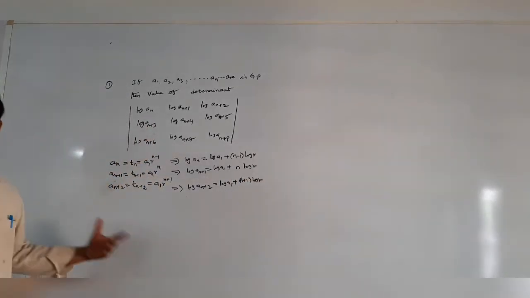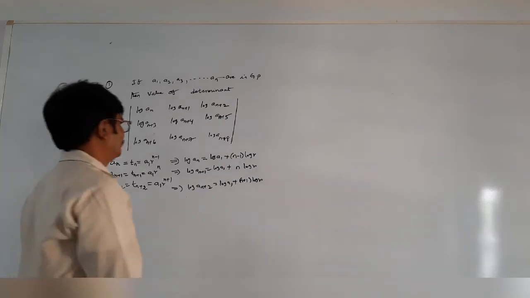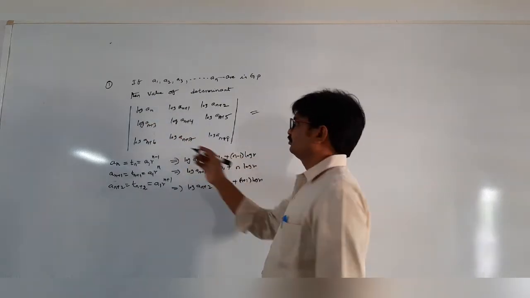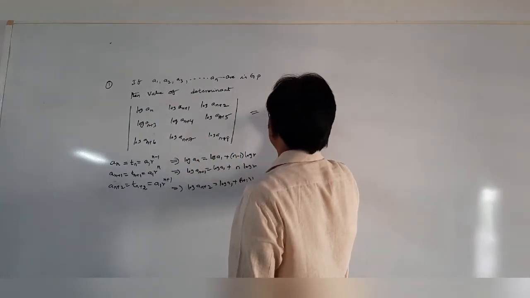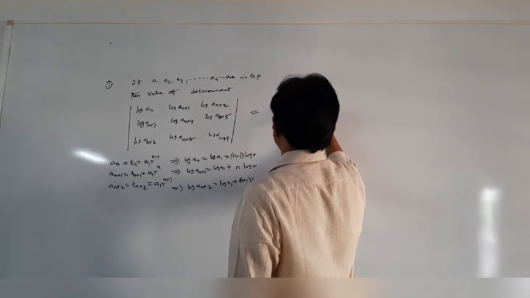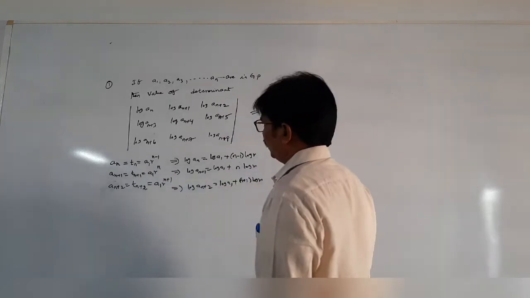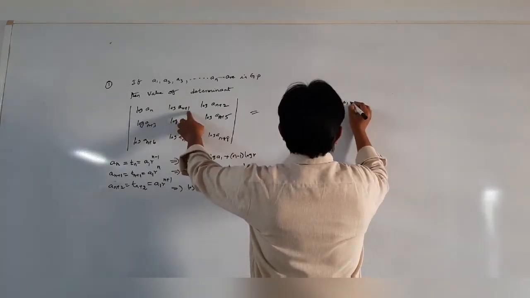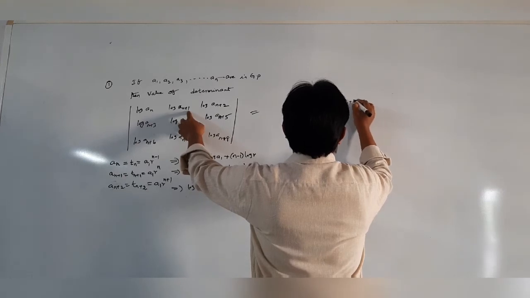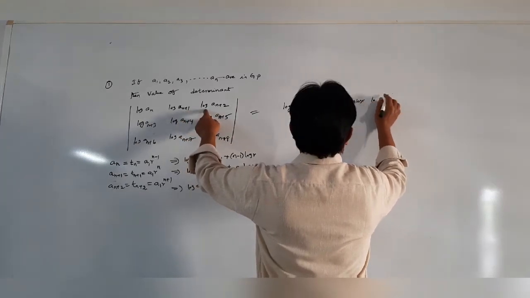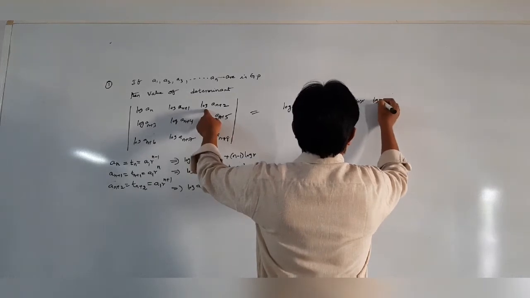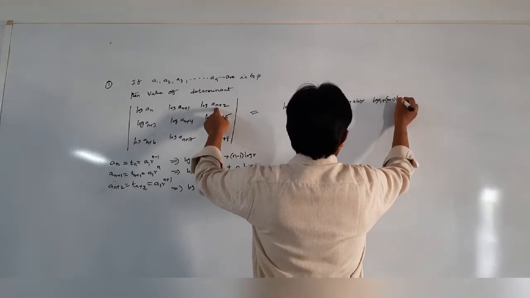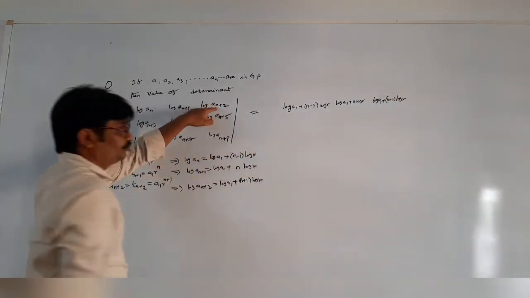So similarly we can find for the others. Suppose log an is log A1 plus n minus 1 into log R. Similarly, log of an plus 1 is log A1 plus n into log R, and log of an plus 2 is log A1 plus n plus 1 into log R. Is it clear? Yes, sir.